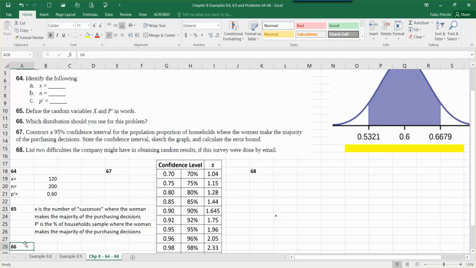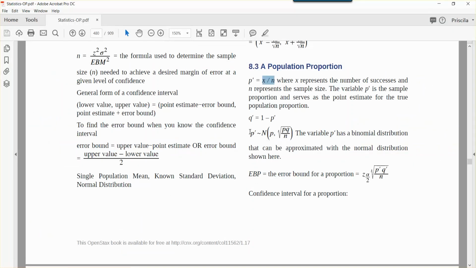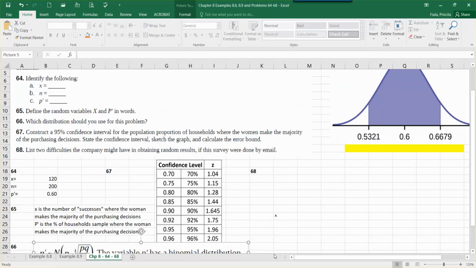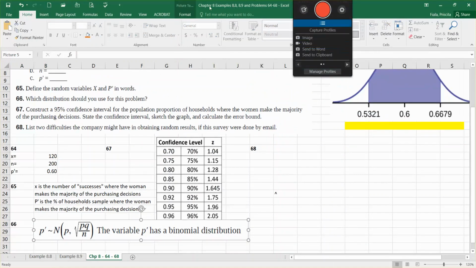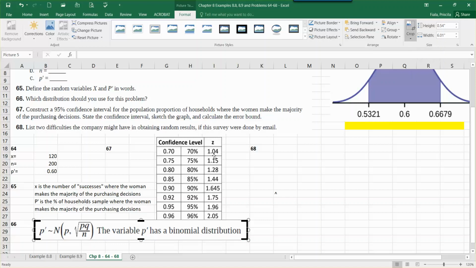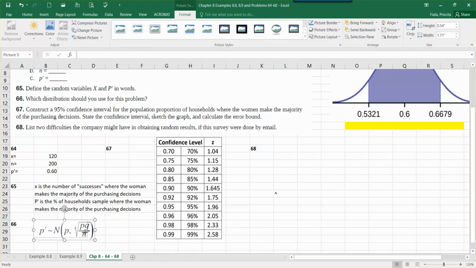Problem 66, I have assigned it to you. Which distribution should you use for this problem? Well, we know it's a binomial distribution. However, I want you to put it in this format right here of this formula, which I could select now. I don't know if I can. Let me see. It's not letting me just get what I want. So let me put it over here. Okay. And then let me crop it. And that's the format that I want you to be using.